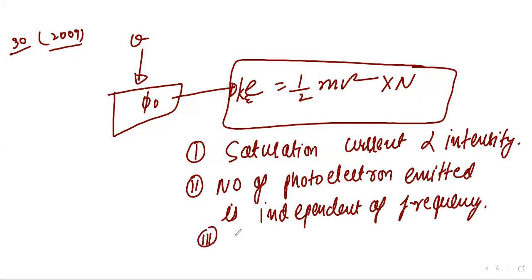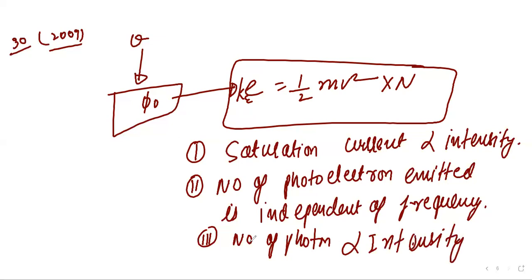Next point, write it down. Number of photons depends on intensity. So the more the intensity, the more the number of photons, but it is independent of the frequency. So these are the 3 points. You should remember it. Asked in 2009. Intensity of light. So the question is whether number of photoelectrons is proportional to frequency or intensity. Write this point.